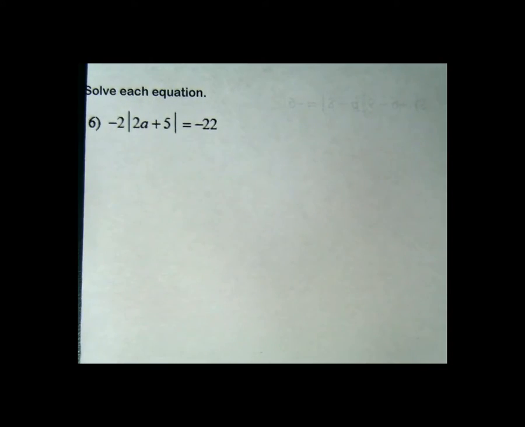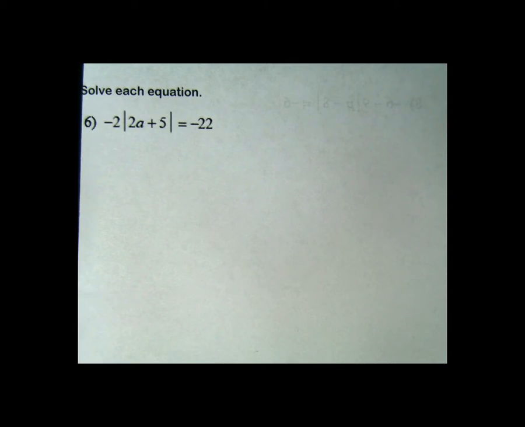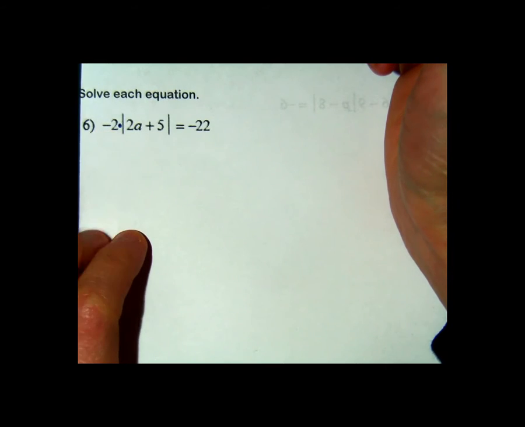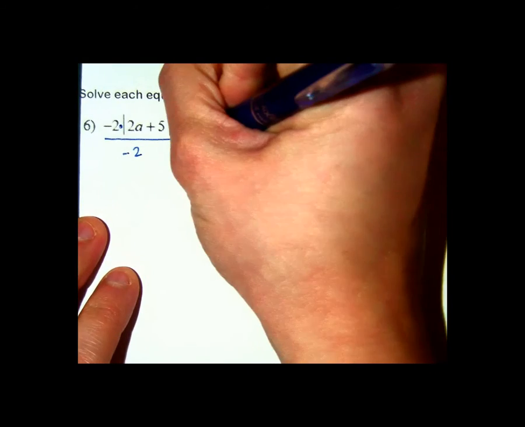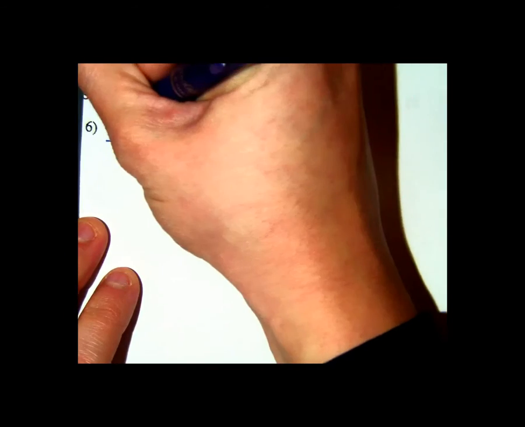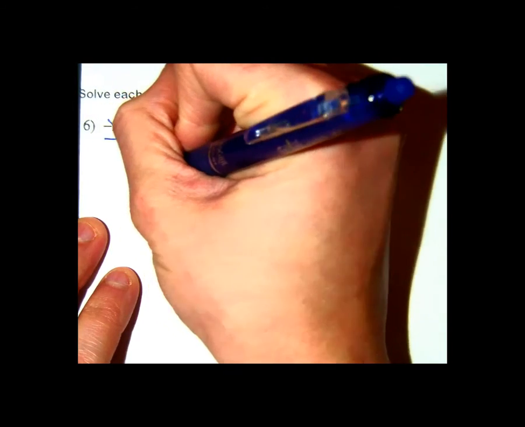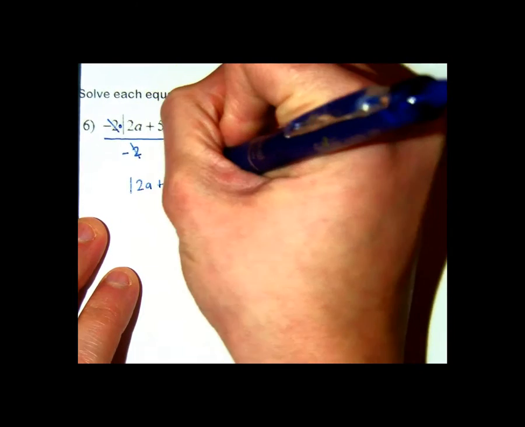We're still doing the same thing. It's still the same process. They're just going to be a little bit different. So number 6, we have absolute value bars. We've got 2a plus 5 inside of those. And we have this negative 2 on the outside. That is what we have to get rid of. In order to get rid of it, we are going to have to do the opposite. You need to remember that when there's a number right next to something, there's a multiplication symbol that's not visible, but it does exist. So we are actually doing the opposite of multiplication, which is dividing by negative 2. So 2a plus 5 is equal to 11.